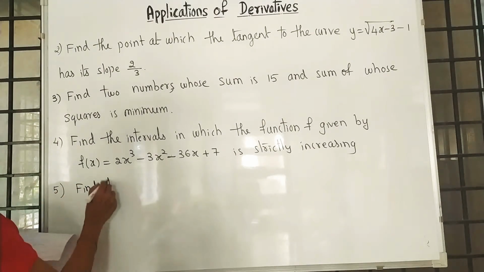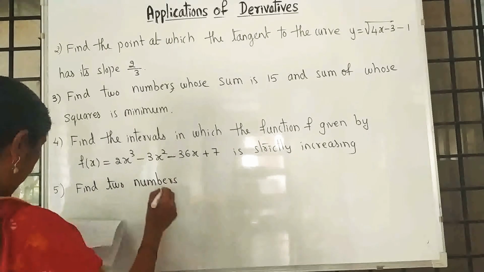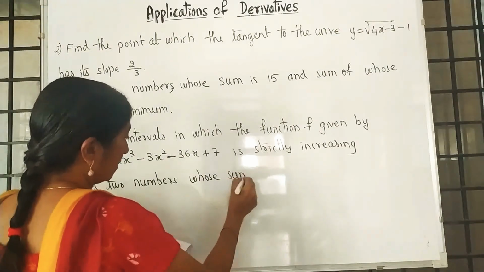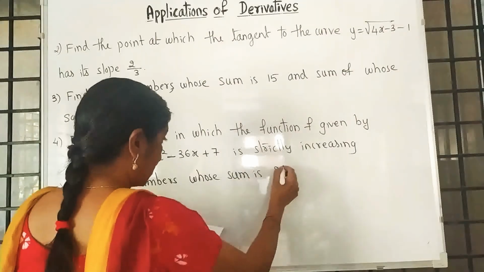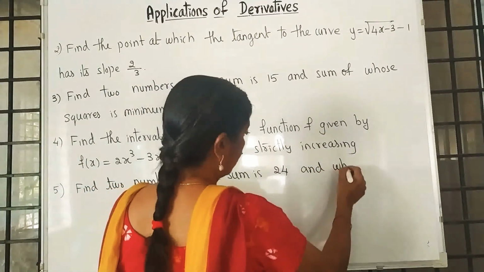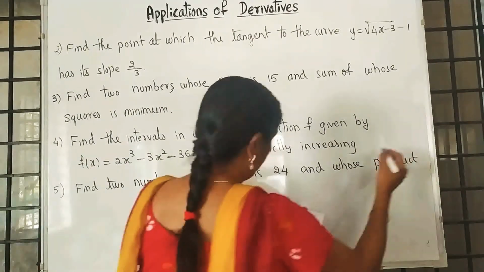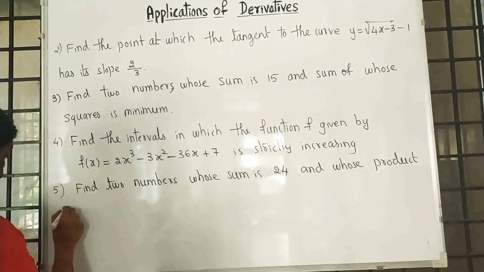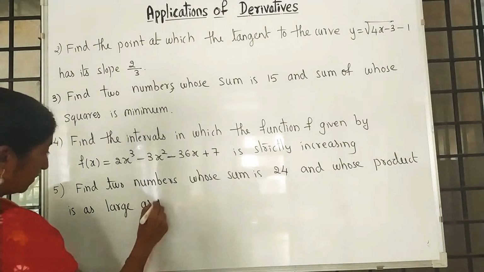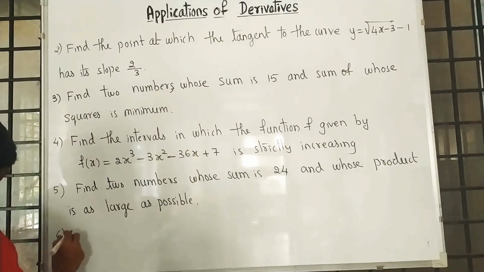Find two numbers whose sum is 24 and whose product is as large as possible. Next, question number 6.